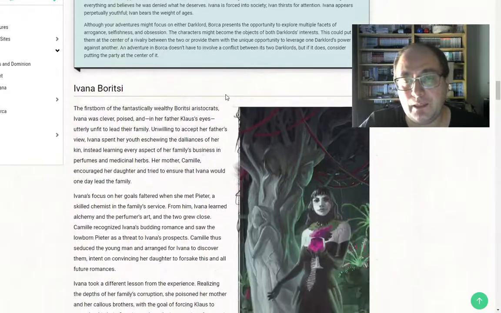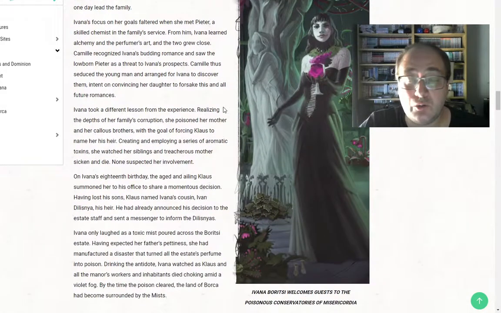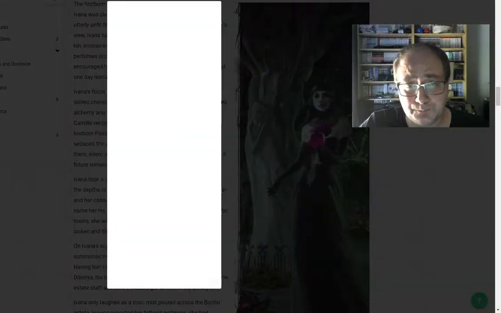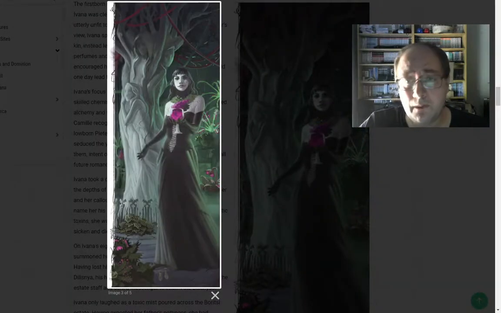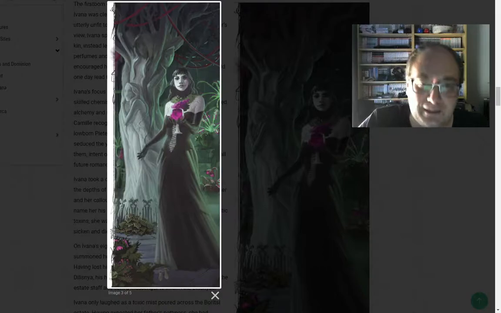It's pretty good. The problem I have with this domain is that its two Dark Lords are not particularly interesting. You've got Ivana Boritsi, who is by far the more interesting of the two. She is dubbed the Black Widow, or the Poisoner of Borca. And she's basically this powerful, scheming noblewoman with many minions and incredible powers of seduction and manipulation, and of course poisoning.